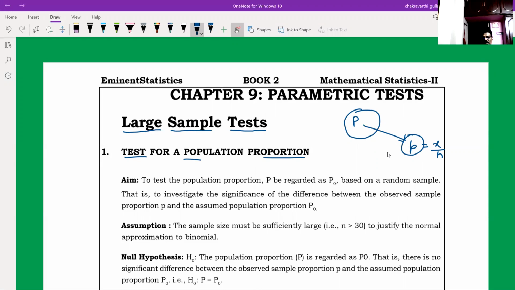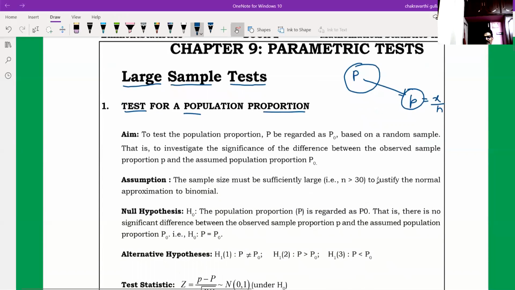Now we have to examine the test. Is it reliable? To test this estimate of capital P, in this case we have to use the test for a single population proportion. To test the population proportion P regarded as a specified value P naught, based on a random sample, that is to investigate the significance of the difference between the observed sample proportion p and the assumed population proportion P naught. Is there any difference between sample proportion and population proportion?